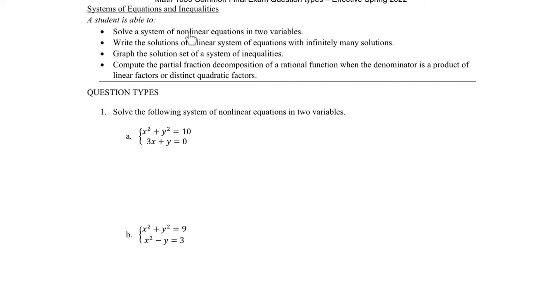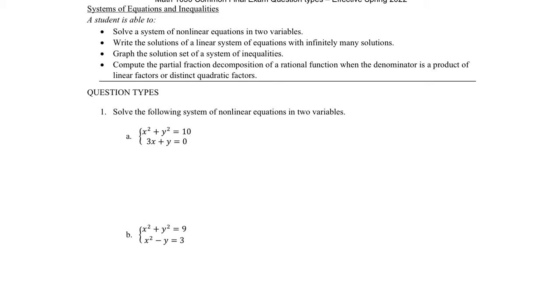Solve a system of non-linear equations. That's what these are. In two variables. Write the solution of a linear system with infinitely many. That's where, if you remember, we had to write the solution in terms of a parameter t. Graph the solution set of inequalities, and then we have partial fraction decomposition for chapter 5. And then we'll get into chapter 6 here in just a little bit.